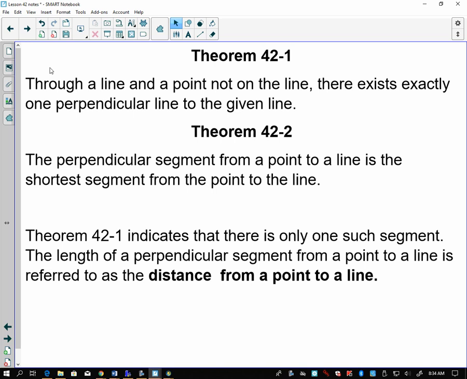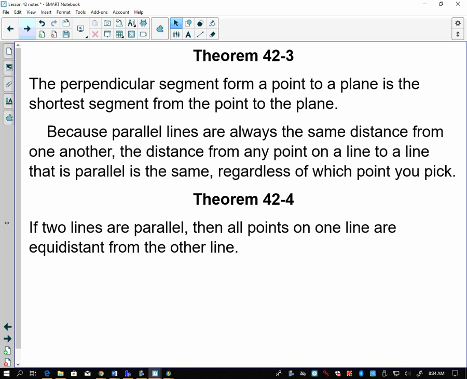All right, so Theorem 42-1 indicates that there's only one such segment. That's going to make our life a lot easier because it means that we're subtracting the guesswork out of it, okay? Well, it could be an infinite number of lines. No, it can't. The length of a perpendicular segment from a point to a line is referred to as the distance from a point to a line.